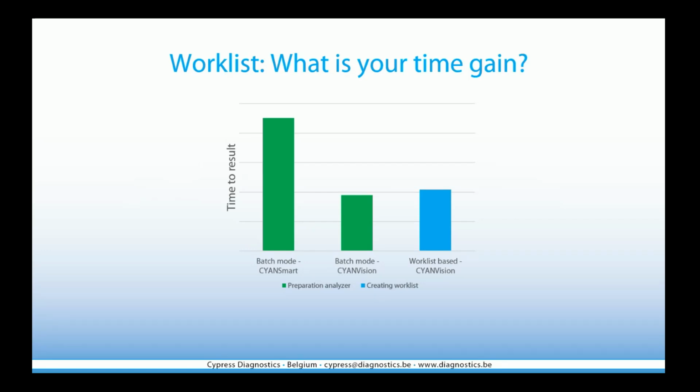The time to result is indicated here. So in green, you see what is the preparation of the analyzer. First, you need to put on the instrument in the morning, the CyanSmart, and then you need to wait 30 minutes for the halogen lamp to start, and then you can start measuring samples. So the green bar is bigger with the CyanSmart already.